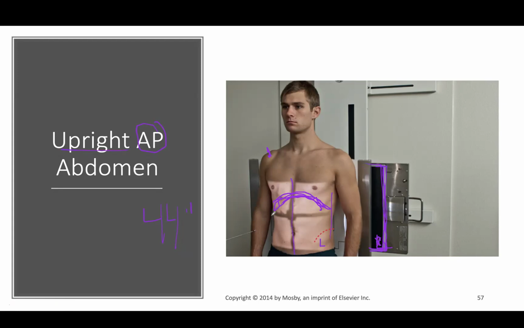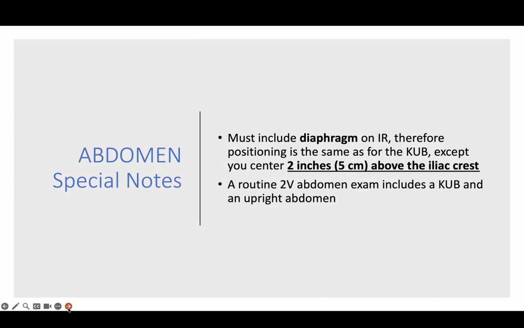Anyway, our crosshairs here that we're looking at, this central ray should be positioned MSP, which is this line, and then 2 inches above the iliac crest. Now the KUB was centered to the iliac crest. This upright is centered 2 inches above the iliac crest. So that, once again, as I said at the beginning, we include the diaphragm for any free air surrounding it. So there's that note there, 2 inches above the iliac crest. A routine 2-view abdomen would have been that KUB first, and then the upright abdomen at 2 inches above the crest.